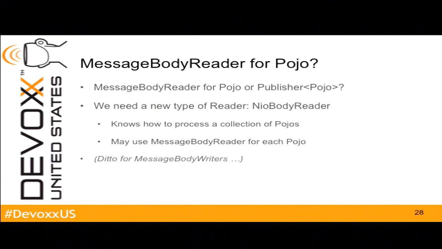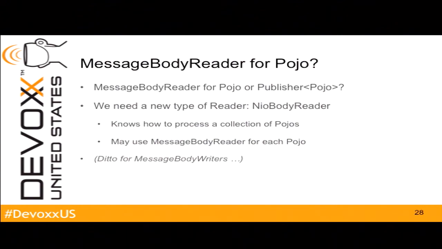So one of the things that we've been discussing is the idea of introducing a new type of reader. This could be done in two different ways. It could either be a new type of reader, or it could be new functionality on the existing readers that you would need to implement if you want to do NIO. I'm leaning more towards the latter, so we'll see how this goes.